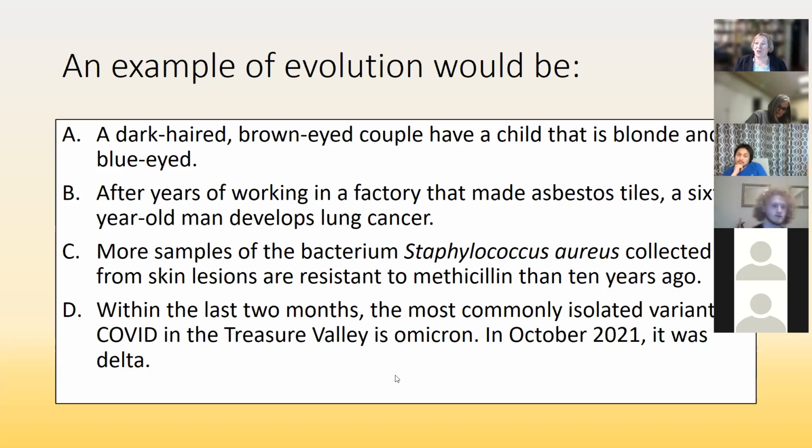Now, the next favorite answer, which is also one of the right answers, was D. Within the last 2 months, the most commonly isolated variant of COVID in the Treasure Valley is Omicron. In October 2021, the most commonly isolated variant was Delta. So who wants to tell me why they picked that one as an example of evolution? It's because it's mutating and changing at a rapid rate. Exactly. It's mutating, which introduces variation, and Omicron is doing better in the current environment.